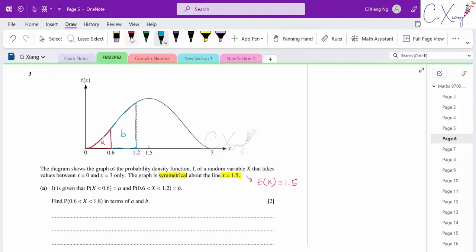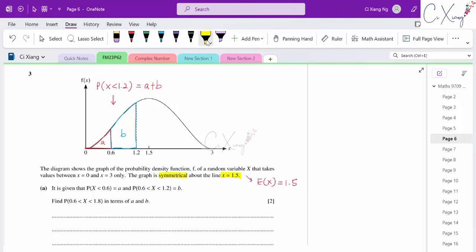So from the information given here, if I want to find out the probability that x is smaller than 1.2, it will be equal to A plus B. Okay, so that's the information that we can get from what is provided in the question. Smaller than 1.2 means that you have the whole area below 1.2, so it includes the red and also the light blue color. So when you write it out, it should be A plus B.